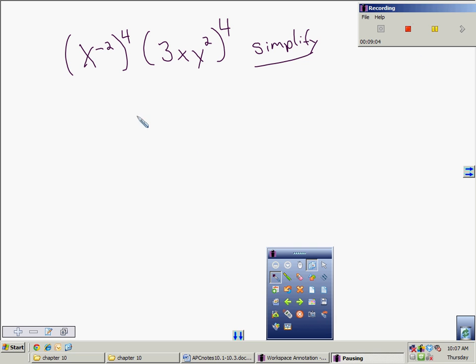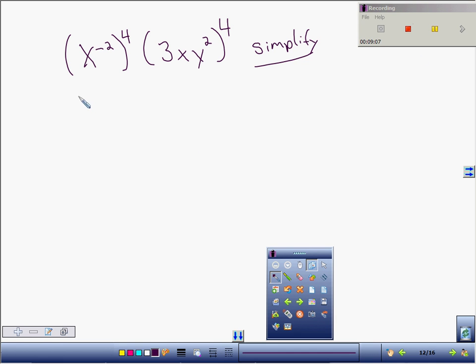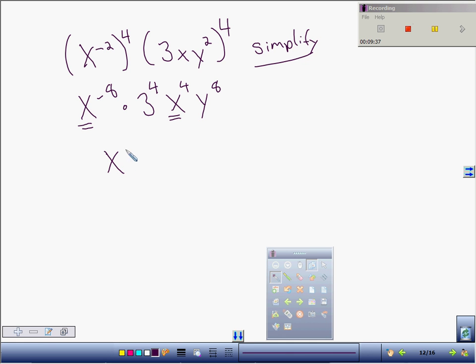So this is the way you want to do it. You want to do it step by step. X to the negative 2 to the negative 4th gives me x to the negative 8. Then I have to raise all 3 of these things to the 4th power. So it's 3 to the 4th, x to the 4th, y to the what? 8. Very good. Now I multiply together things that are the same base. So what's negative 8 plus 4? Negative 4. So I get x to the negative 4.